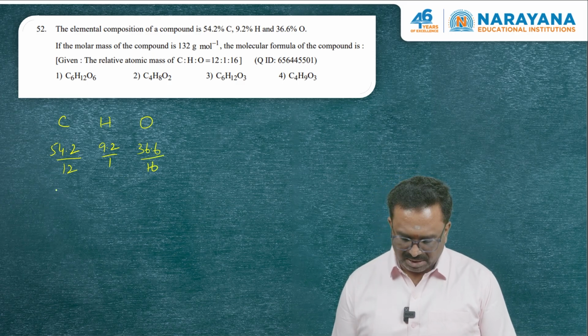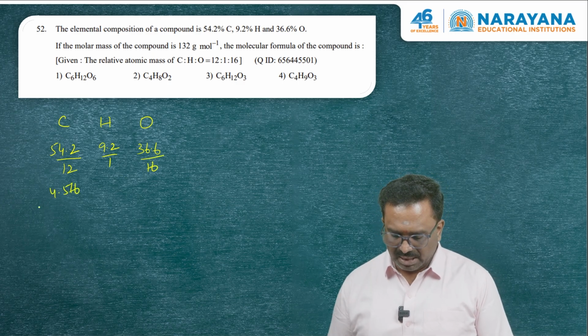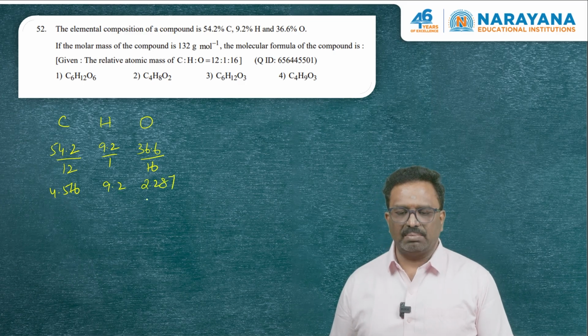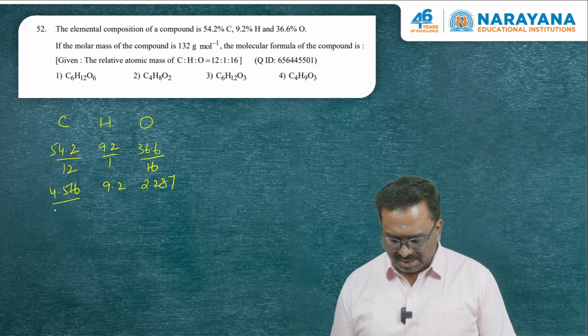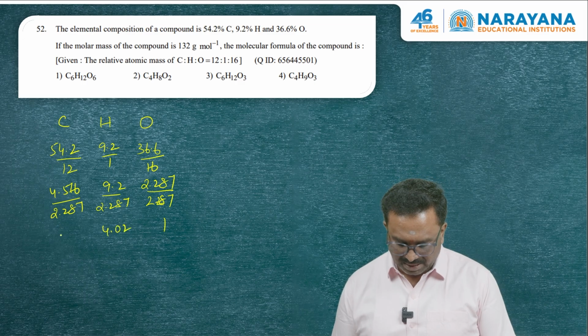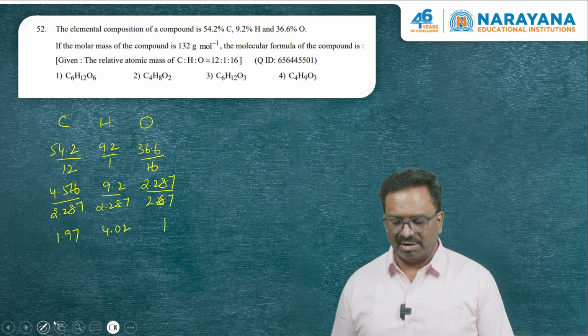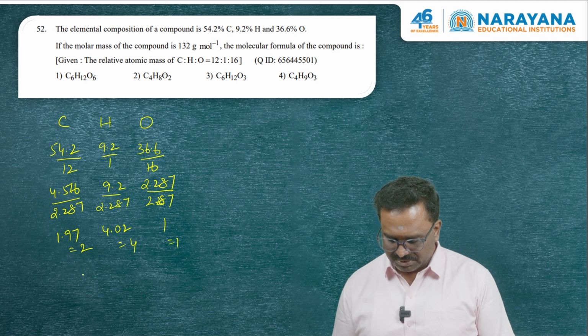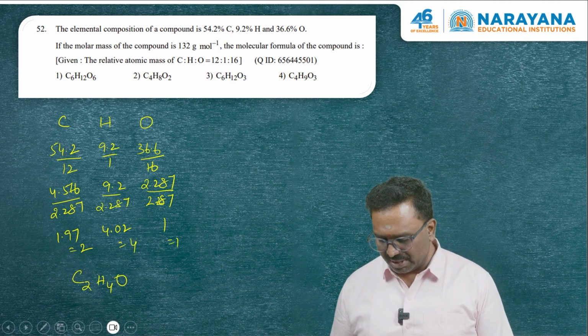So here we get 4.516 and 2.287, these are the relative numbers of atoms. When the relative numbers of atoms are divided by the smallest value among them, we get the simplest ratio of atoms. Here we can equate this to nearly 2, nearly 4, and 1, so C2H4O is the empirical formula of the compound.